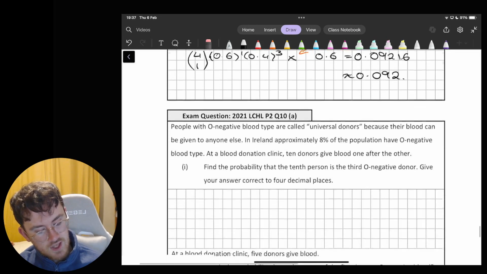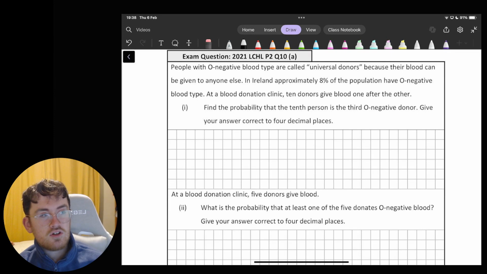Okay, let's keep moving. People with O negative blood type are called universal donors because their blood can be given to anyone else.